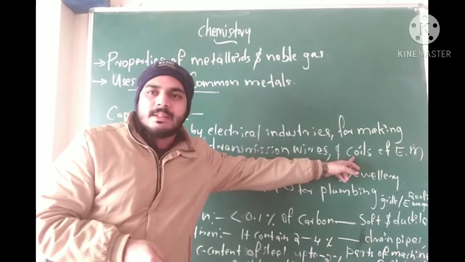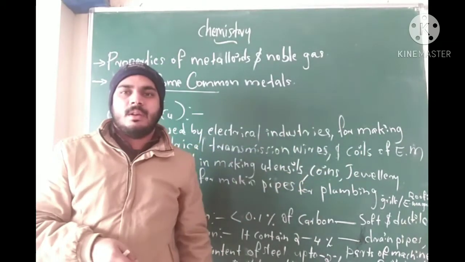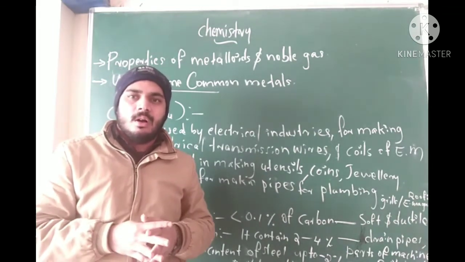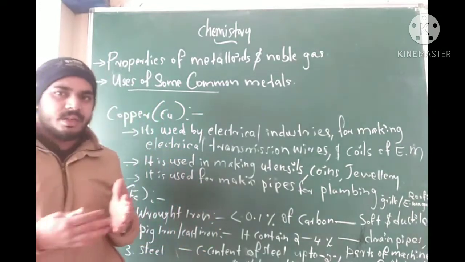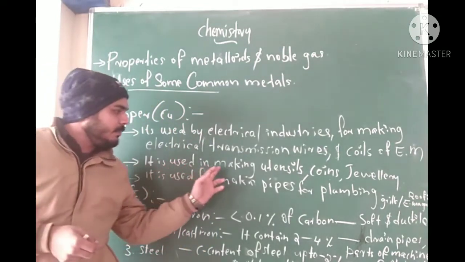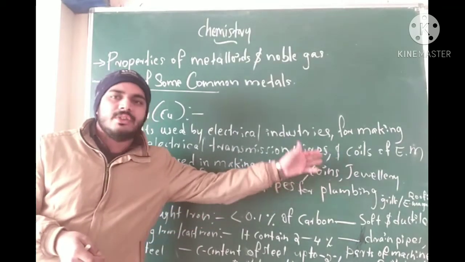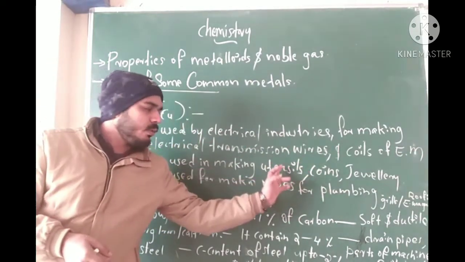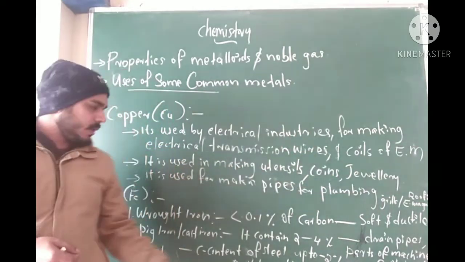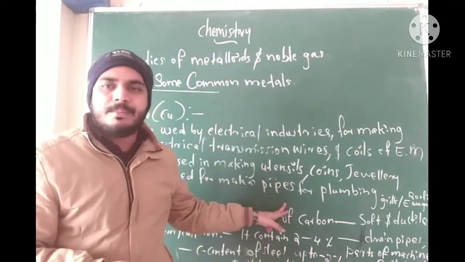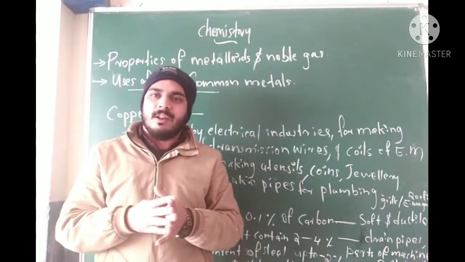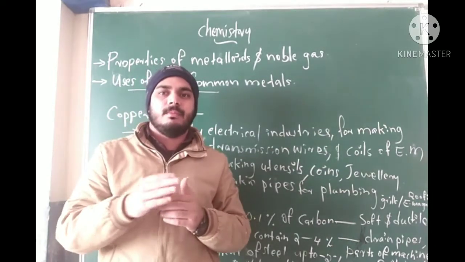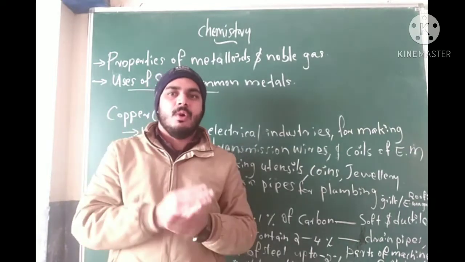Next one, making the coils of electrical machines. In all electrical machines, copper wire is used for different functions. And next, copper is used in making utensils, coins, and jewelry. Next, it is used for making pipes for plumbing. Copper pipe is also used in our households and for plumbing works.